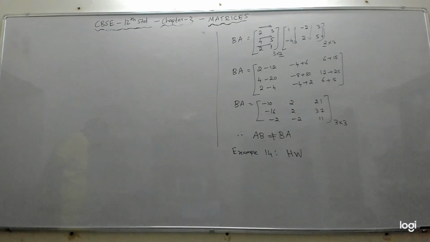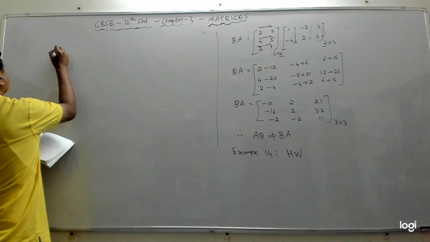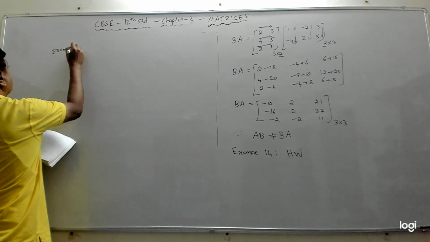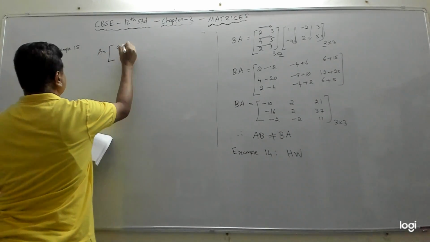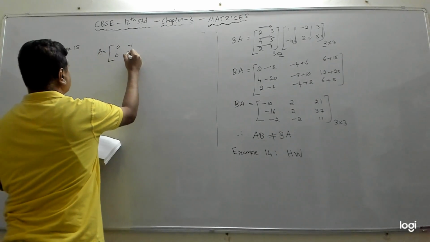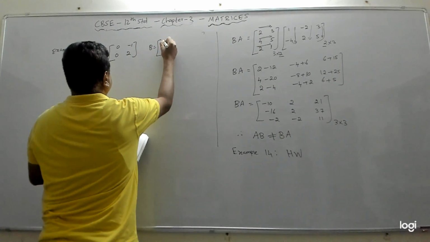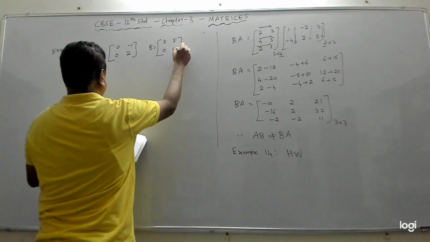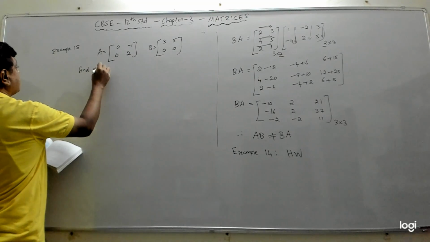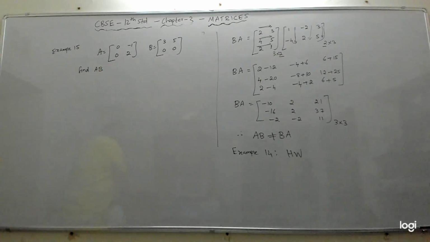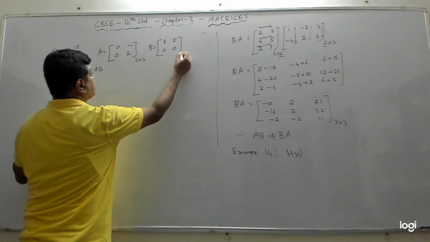Example 15: A matrix is given. A is 0, minus 1, 0, 2 and matrix B is 3, 5, 0, 0. Now, we should find what is AB. Question is find A into B. So, we'll check the order. This is 2 cross 2. This is also 2 cross 2.